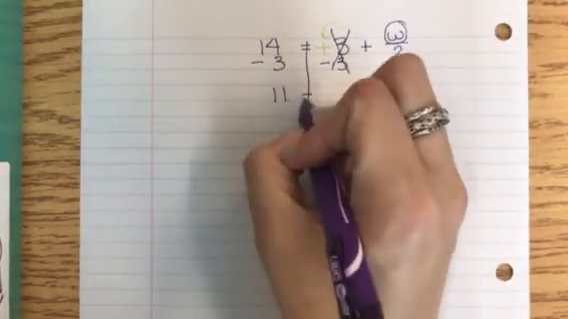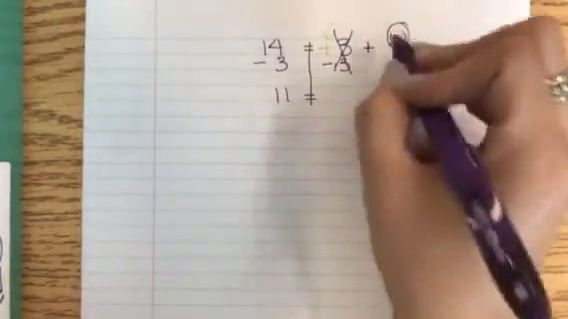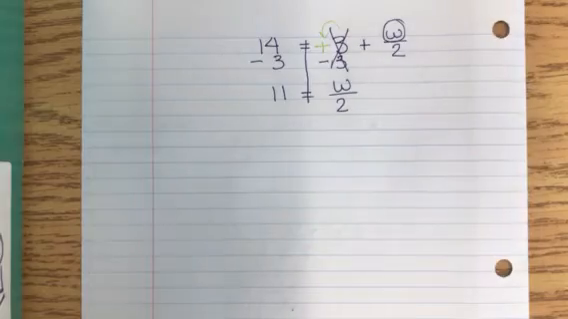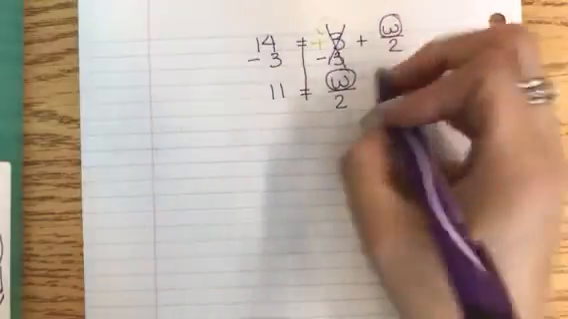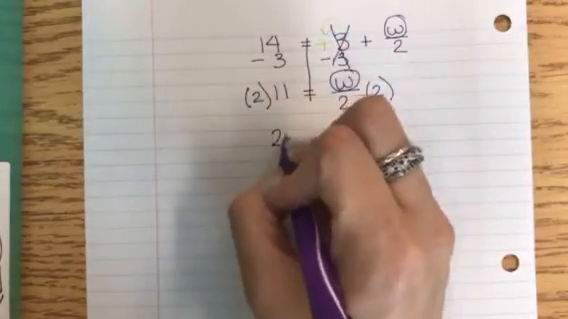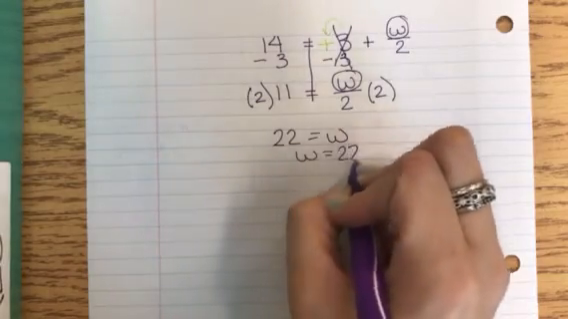Okay, those will cancel. Now this still says a positive W over 2, but we don't need to write down a positive sign. Okay, so now we're going to move our 2. We undo division with multiplication. And so we'll get W equals 22.